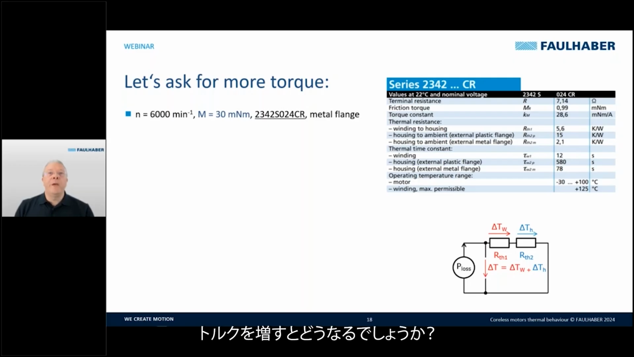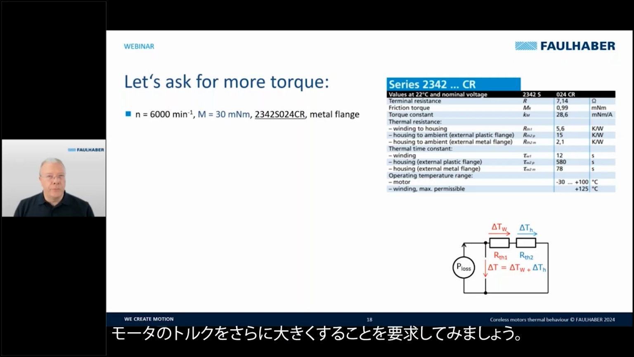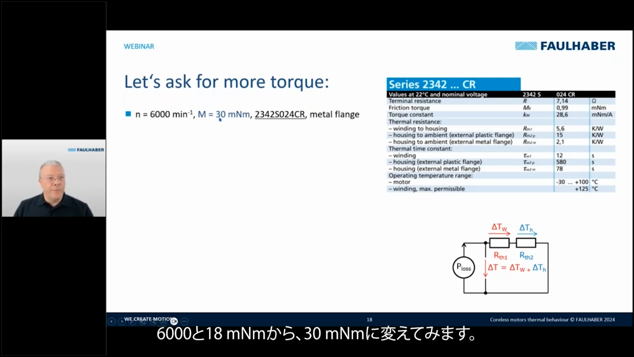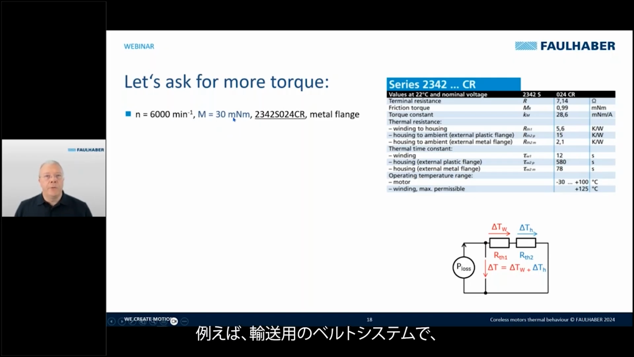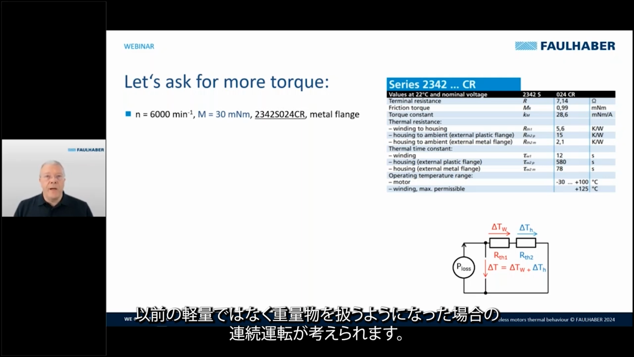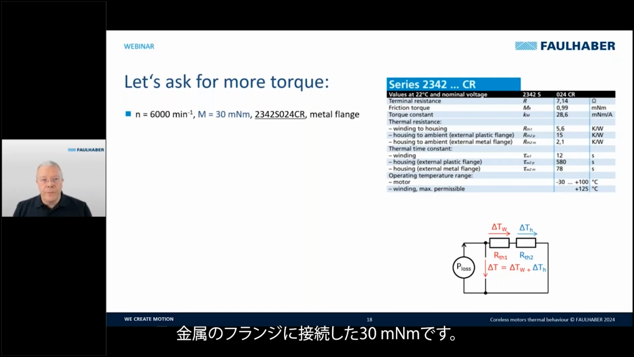What happens here when we increase the torque? Let's ask for more torque in the motor. So instead of 6,000 RPM at 18 milliNewton meter, we go to 30 milliNewton meter. This could be, for example, in continuous operation when you have a belt system for transportation and you have a heavy weight instead of a lighter weight as before. So 30 milliNewton meter on metal flange.